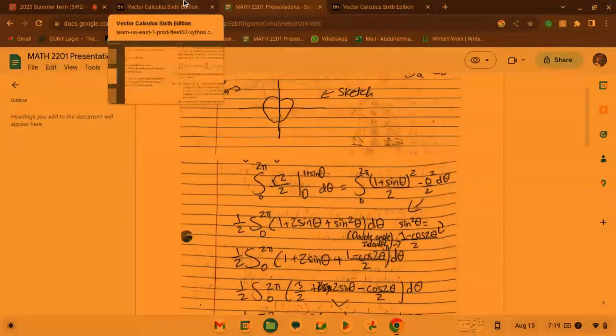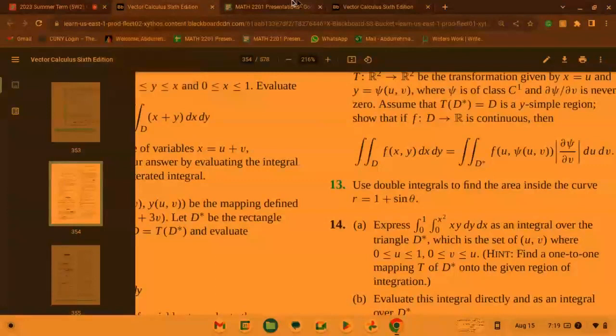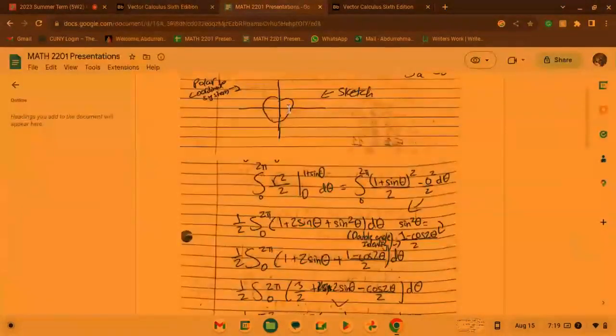After that, r, which represents the curve itself, we just plug it in. We get the integral because it's the curve. So we integrate just the r itself. We plug in the r for d theta, and we integrate r. We get r squared divided by 2.